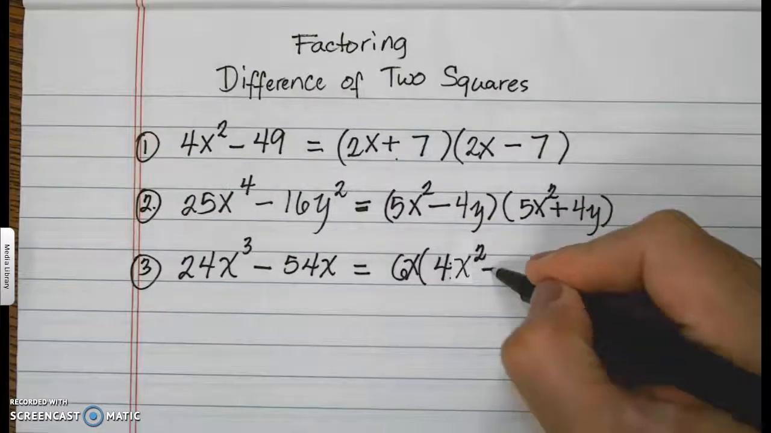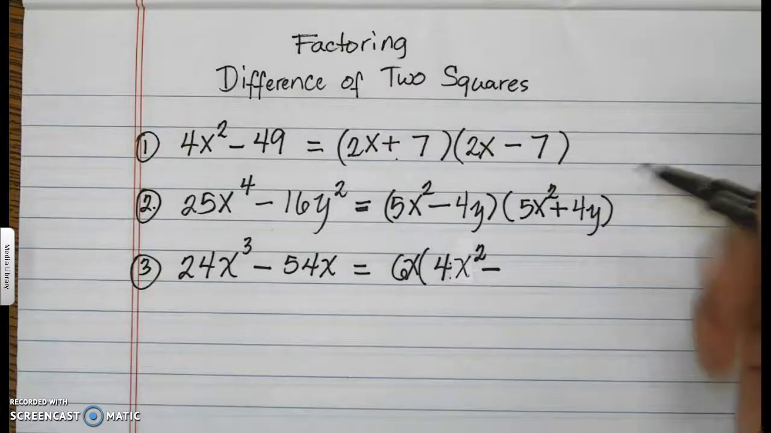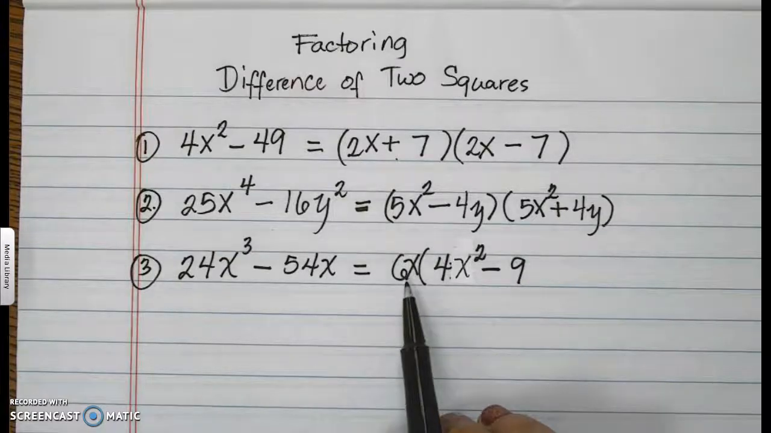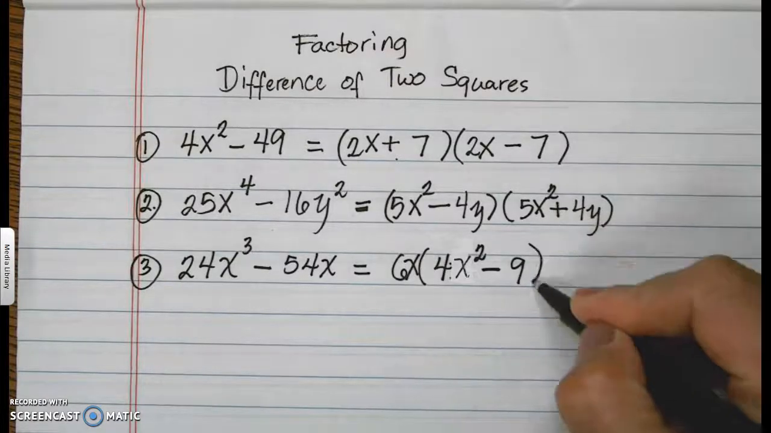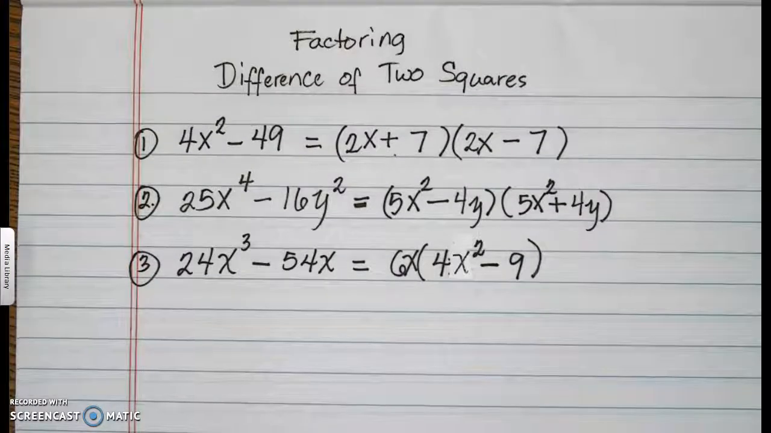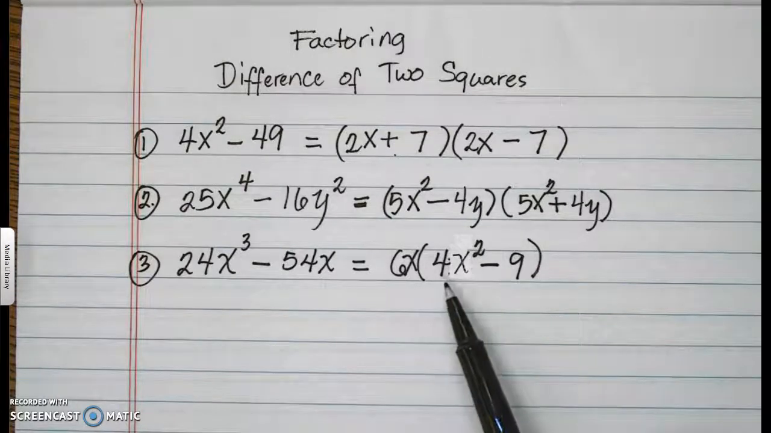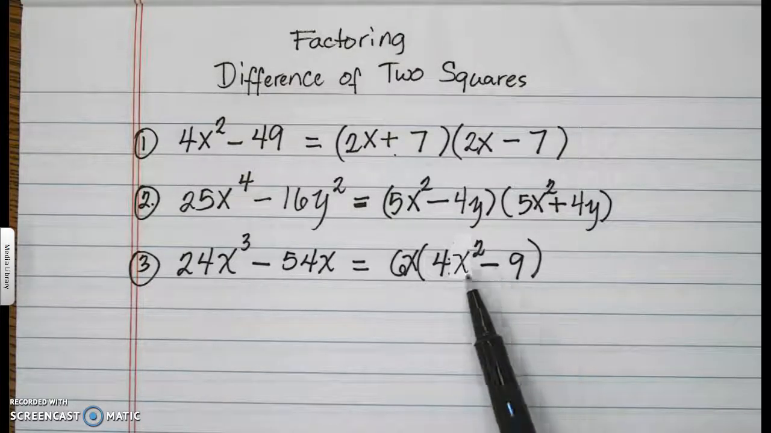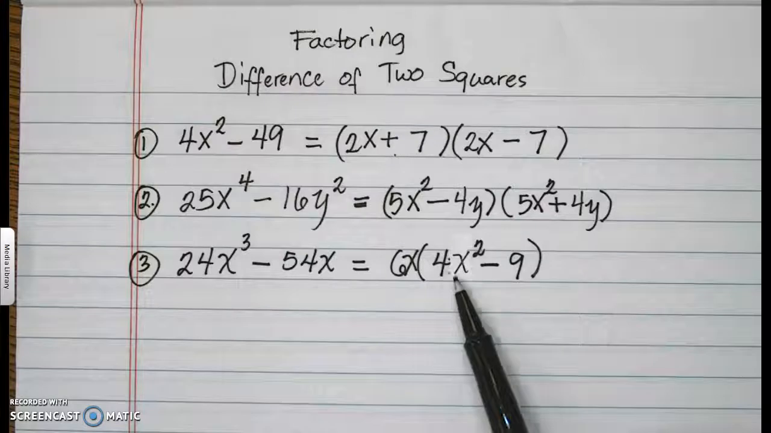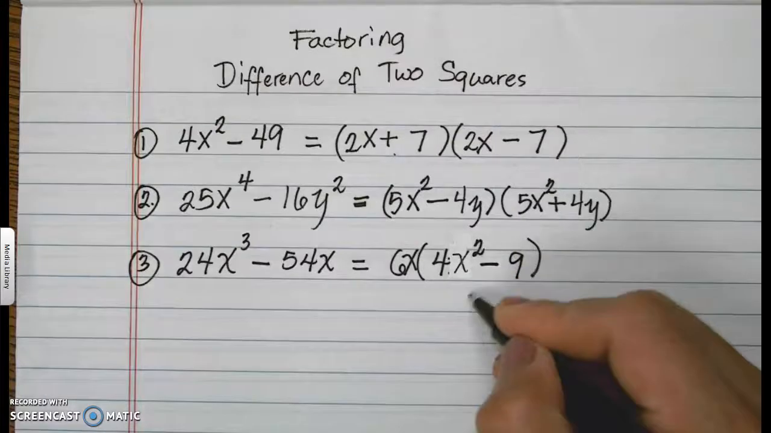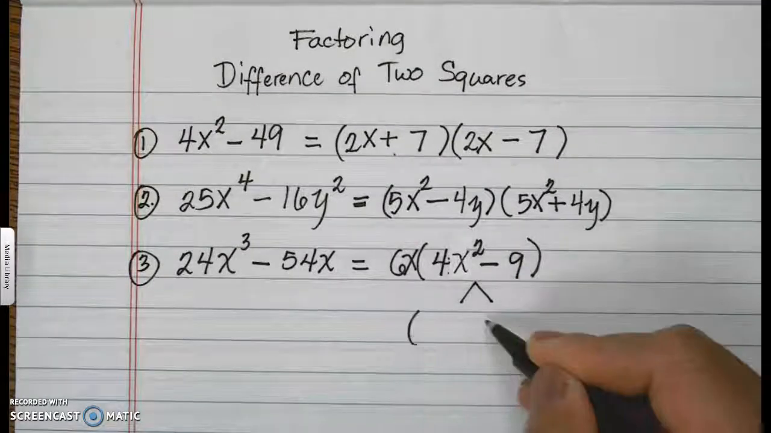And then copy the minus sign. And 54 divided by 6 is a 9. And x divided by x is a 1. So that's it. This is it already. However, the big question is, are we done? If you look at the factor inside, you are left with a binomial that is also a difference of two squares. These are perfect squares right here. So therefore, we are not finished. This can actually be factored out.